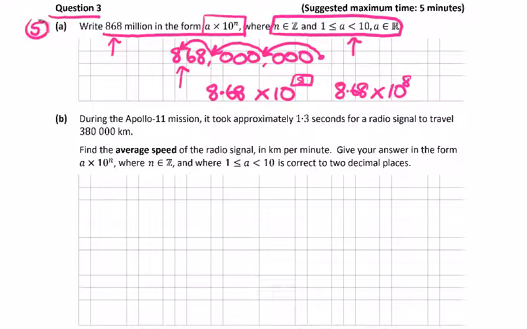5 marks for 3A. Now, there seems to be a lot going on in the second part, but we'll just do it a little bit step at a time. During the Apollo 11 mission, it took approximately 1.3 seconds. So that's time. Time is equal to 1.3. Write down your variable. For a radio signal to travel 380,000 kilometers, that's distance is equal to 380,000.